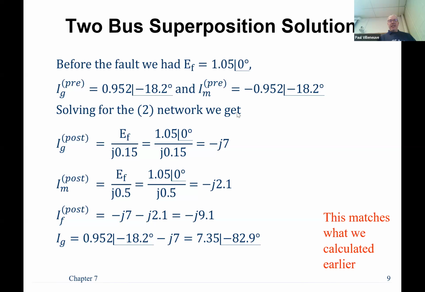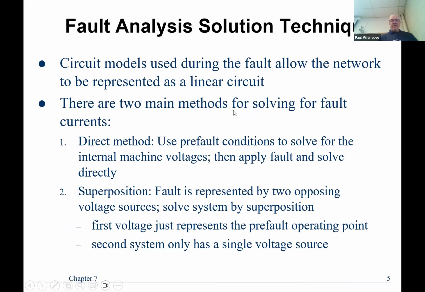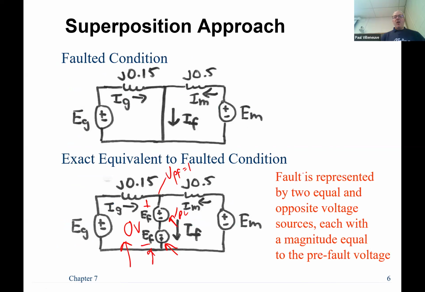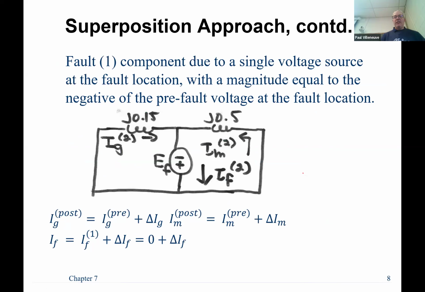Isn't that what I had right here? Maybe I was a little more accurate, 9.09. Would you call that close enough to 9.1? I think that's close enough. That's the fault current, right? That shows the delta.